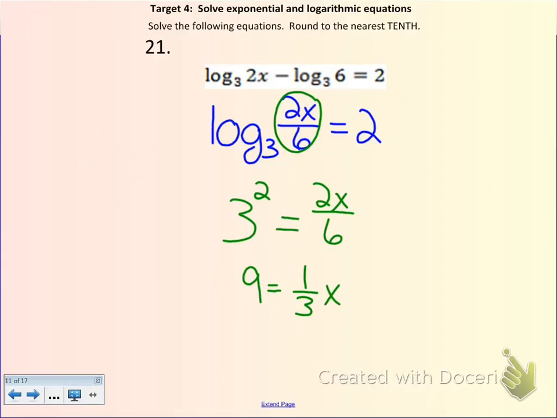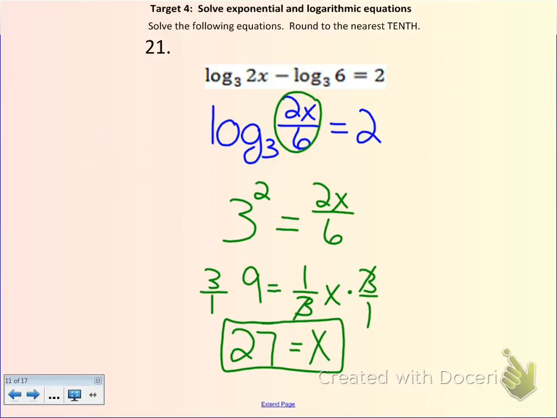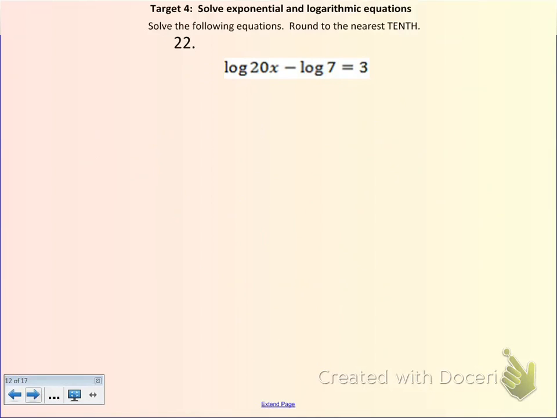You can think of this a couple different ways. You can divide both sides by 1/3, or what I do whenever I see a fraction here, I don't want to divide by a fraction. I want to multiply by the reciprocal on both sides. Accomplishes the same thing. So on the right-hand side, we're left with an x. On the left-hand side, 3 times 9 is 27. And that is your answer. Okay, so using that knowledge, let us try number 22. Give it a try and come back for the explanation.